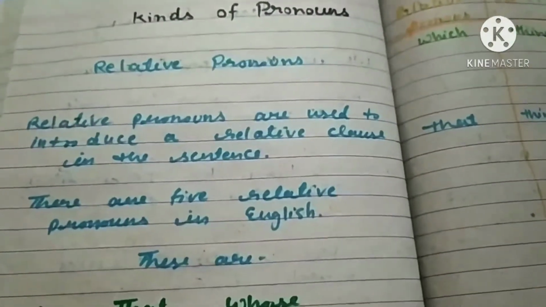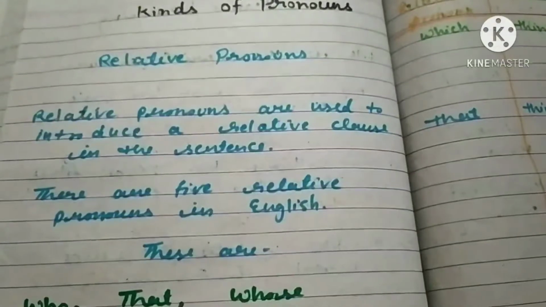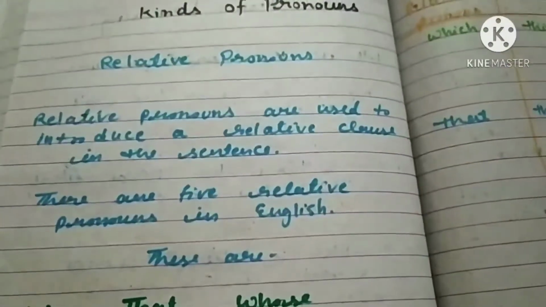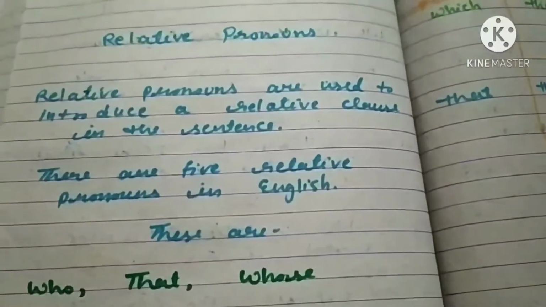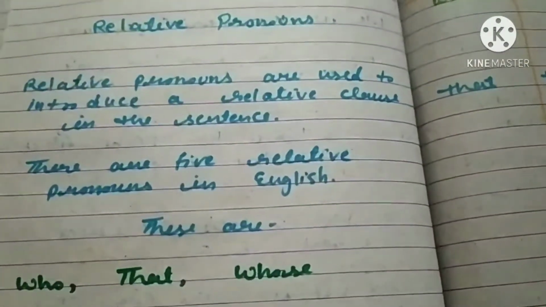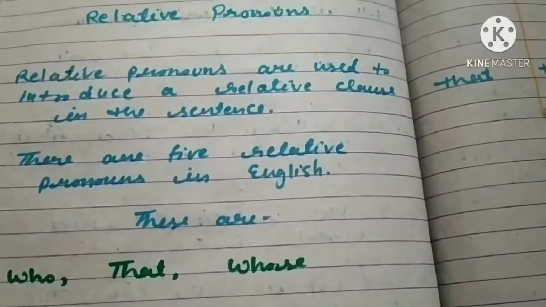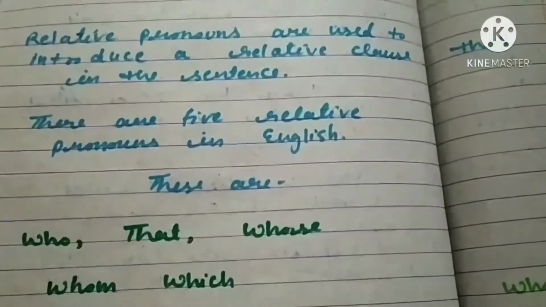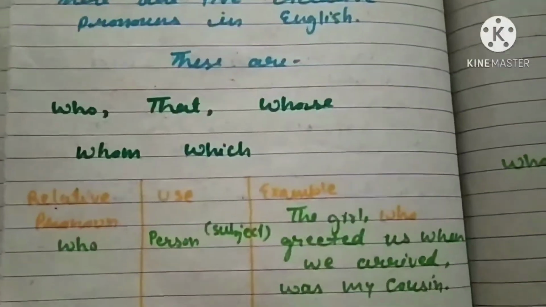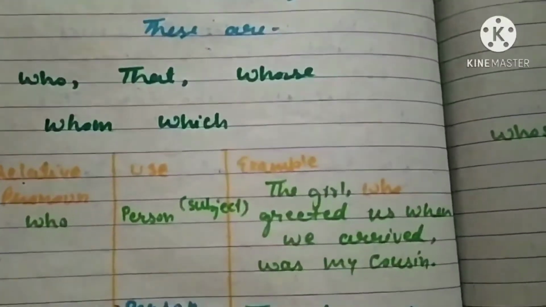So this is your topic, relative pronouns. I have already explained 3-4 pronouns, so today we will discuss relative pronouns. This is the relative pronoun definition: relative pronouns are used to introduce a relative clause in the sentence. There are 5 relative pronouns in English: who, that, whose, whom and which. We will see them in detail.